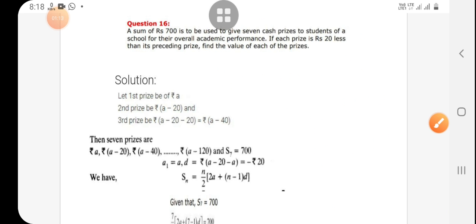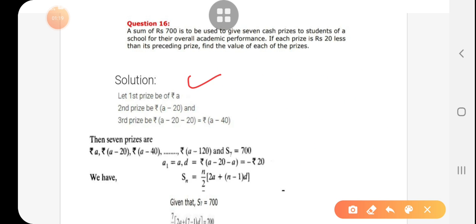Here no amount is given, and you have to find the value of the prizes. So let the first prize be rupees A. If A is the first prize, then the second prize will be 20 less, so it will be A minus 20. Similarly, the third one will be A minus 20 minus 20, so it will be A minus 40. So you can say that these are the 7 prizes like this.